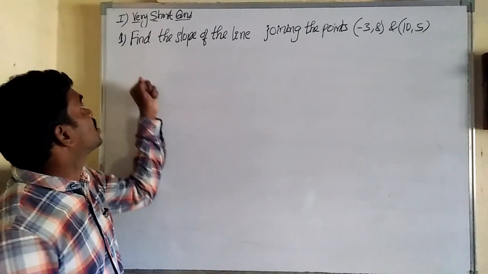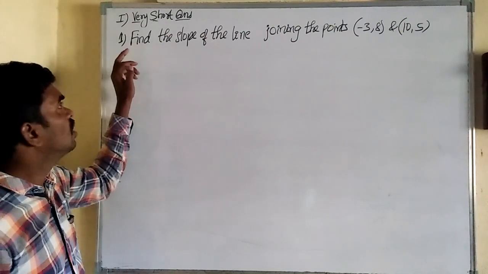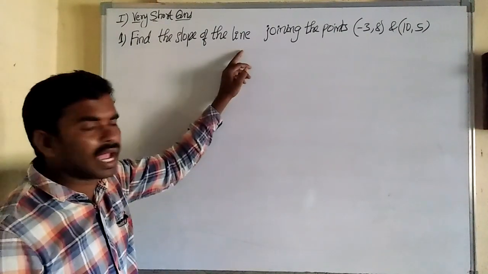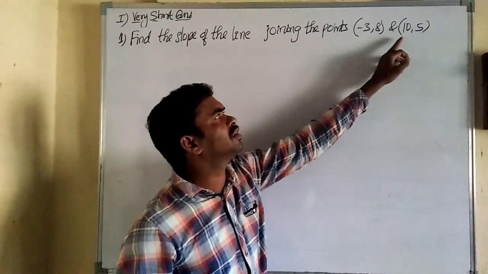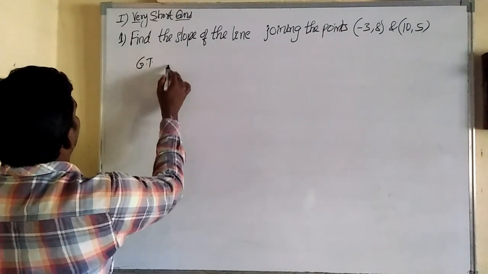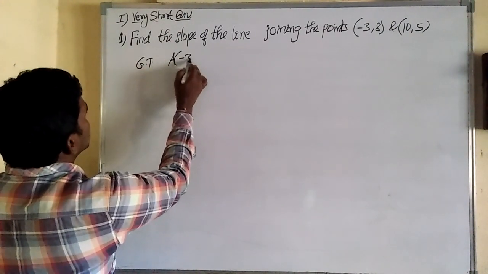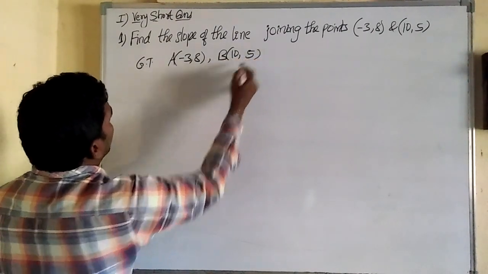Okay, let us take the first question. In very short questions, meaning 2 marks questions, the first one: find the slope of the line joining the points (-3, 8) and (10, 5). Here 2 points are given. One is A (-3, 8) and the second point B is (10, 5).